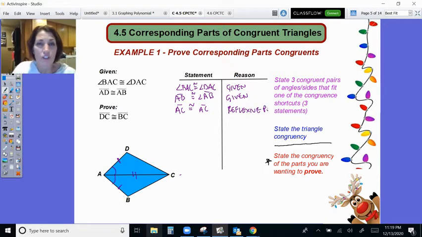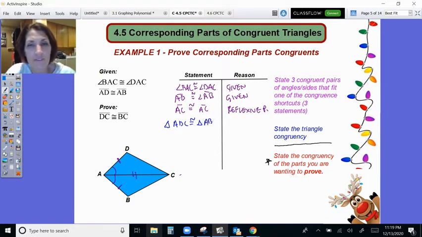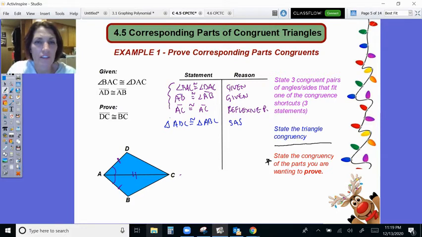Okay. So now we have our three parts. 1, 2, 3. We're going to look at these triangles. We have two sides, angle between them. Two sides, angle between them. So I have side, angle, side congruency. So I can prove my two triangles are congruent. So triangle, and I'm going to go from A to D to C. So triangle ADC is congruent to triangle ABC, and that is side, angle, side. So you'll note that I have my three pieces. Then I have my triangles congruent.